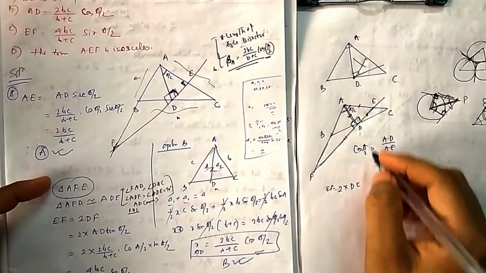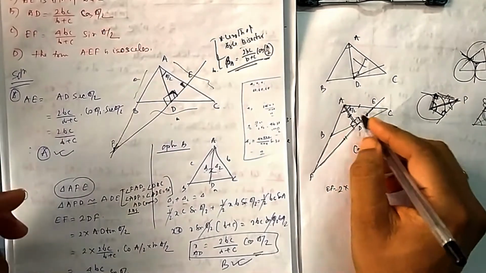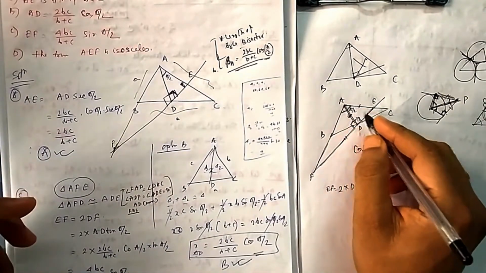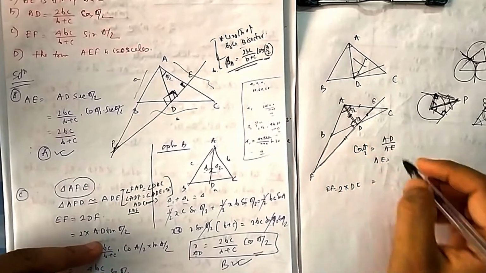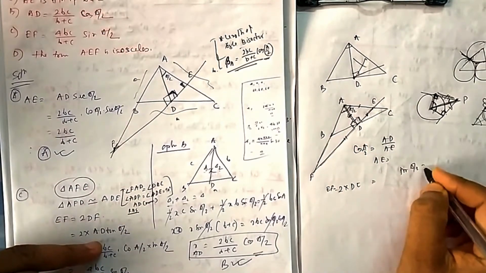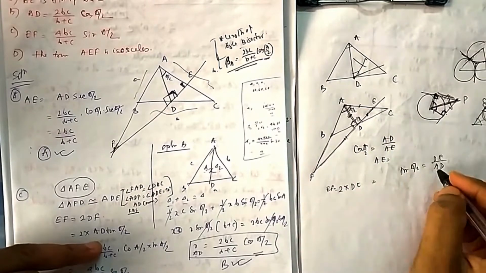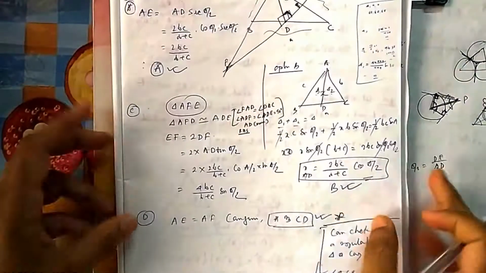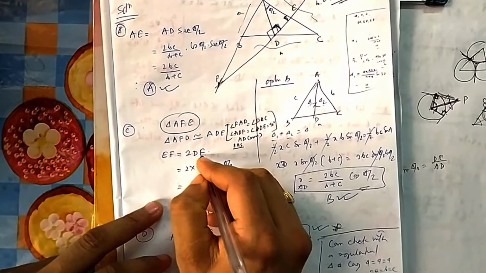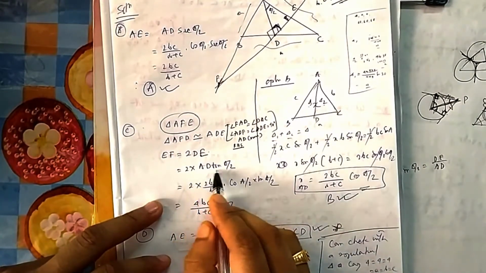So now DE also you can write. DE will be equal to height by base, height by base equal to tan A by 2. So you can use that one and you can write. So what is tan A by 2? It is DE divided by AD. Now what is DE? AD tan A by 2. So that's what I have done. It is DE. So DE can be written as AD tan A by 2.